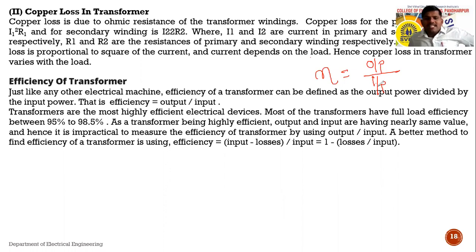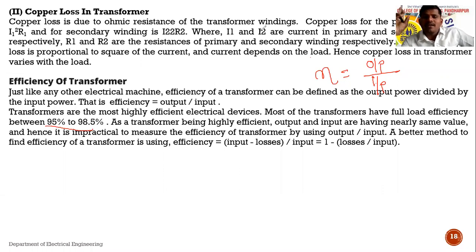Most transformers have a full load efficiency between 95 to 98%. All of you note this down, because sometimes it may be asked as an MCQ. Even though the transformer is running on full load, the efficiency obtained by such transformers is near about 95 to 98%, like 98.5%.